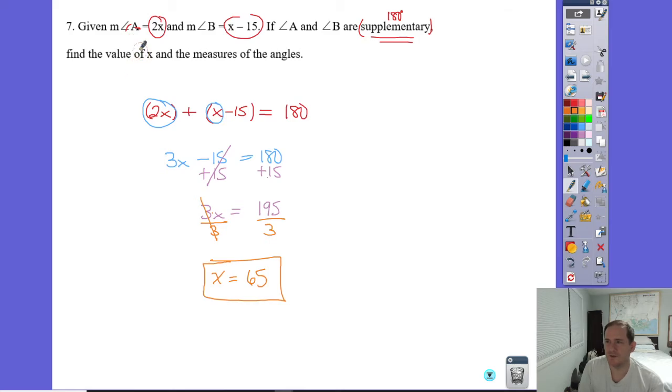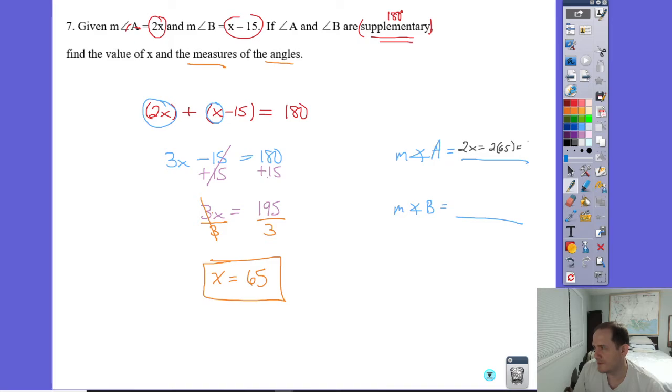Find the value of x. Now there is more to it, because it says also find the measures of the angles. So we know that we're not done until we also find the measure of angle A and the measure of angle B. So we know that angle A is just 2x. That means it's 2 times 65. That means it's 130.